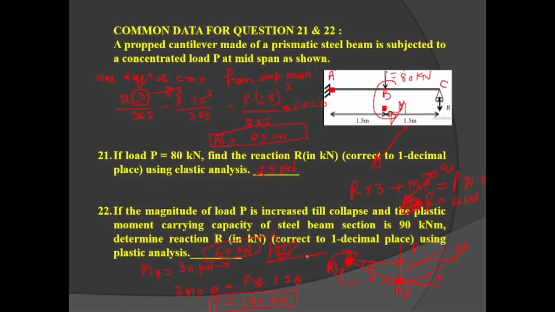So my dear students, in the 21st and 22nd questions, in the 21st question, I have applied the compatibility condition, deflection at C is equal to 0. And in the second question, I have applied the algebraic sum of all the moments is equal to 0. That is the final value. P is equal to 180 kilonewton, and R is equal to 60 kilonewton for the 22nd question. Now let's move towards question number 23. Please note it down very fast.